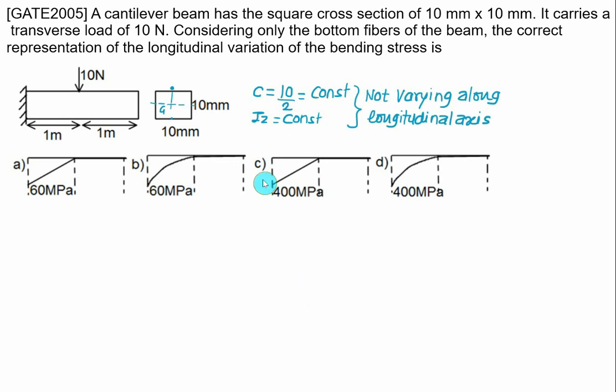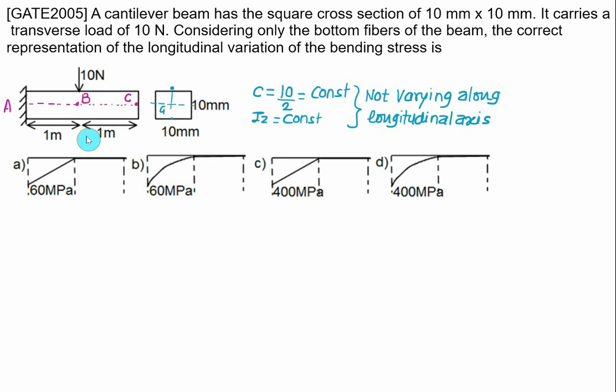So neither the value of c nor the value of Iz will change along the longitudinal axis. This one is representing here a longitudinal axis. Let's mark here point A at the fixed end, point B where we have the point load, and point C we have the free end.